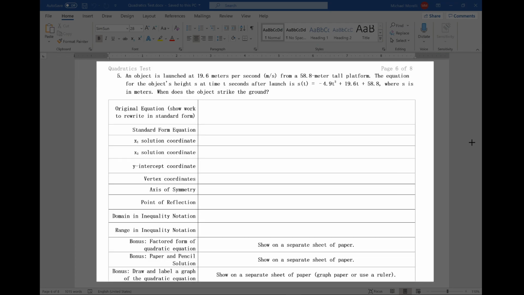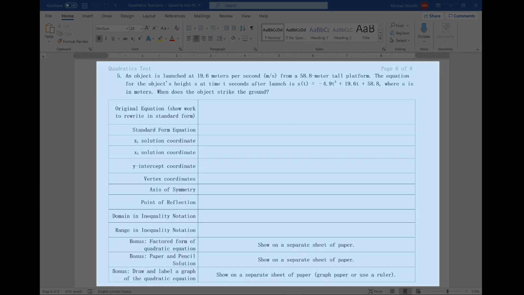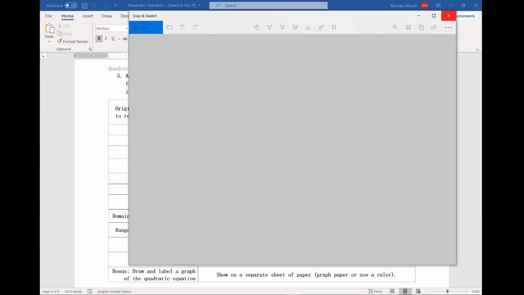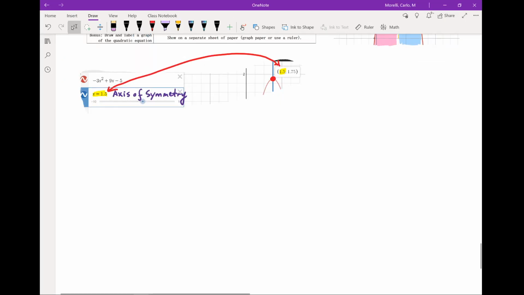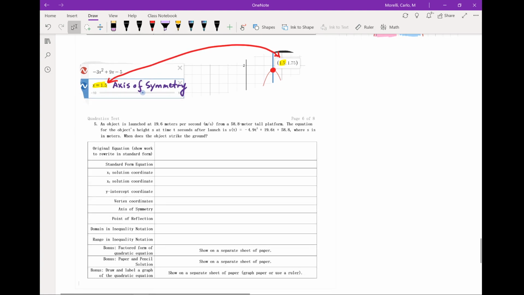Now let's take a little look at number 5. Just join. Lego. Vámonos. Let's go.